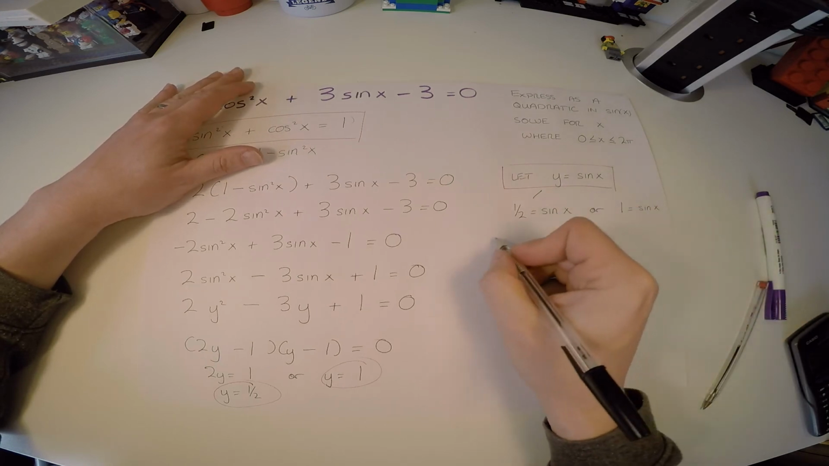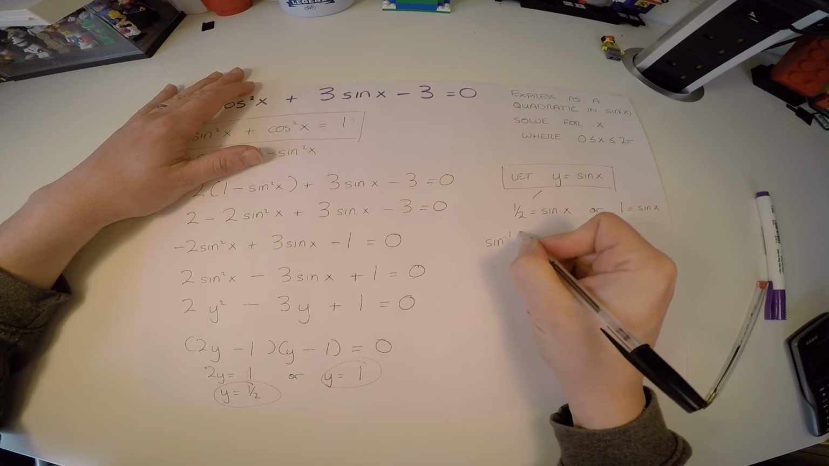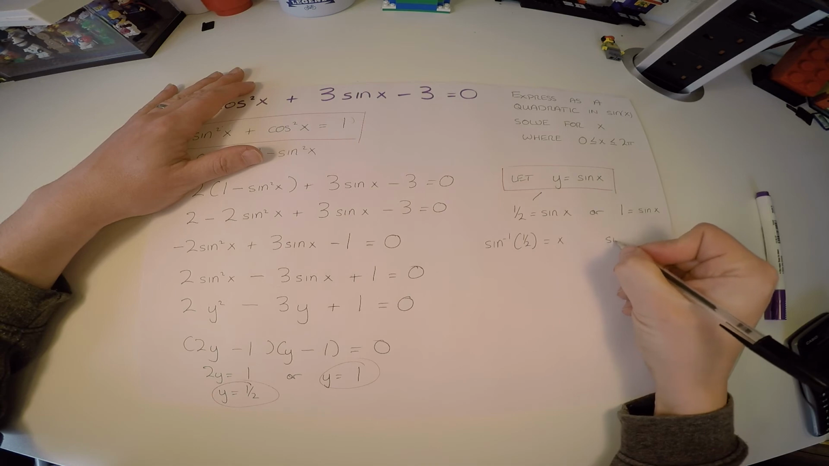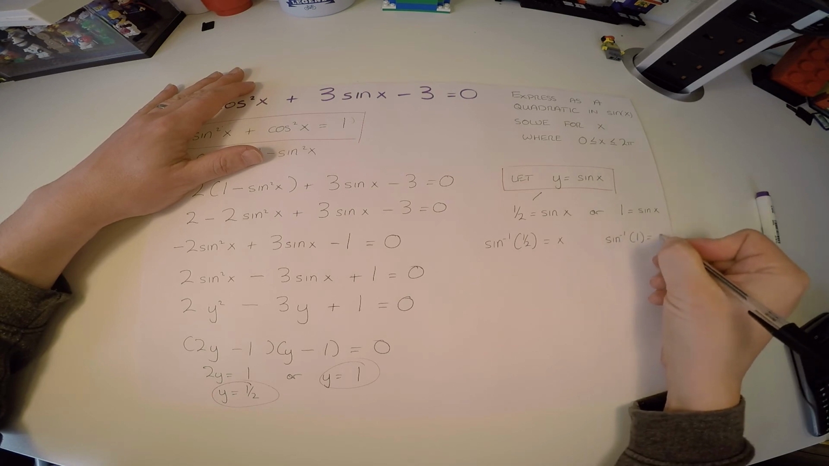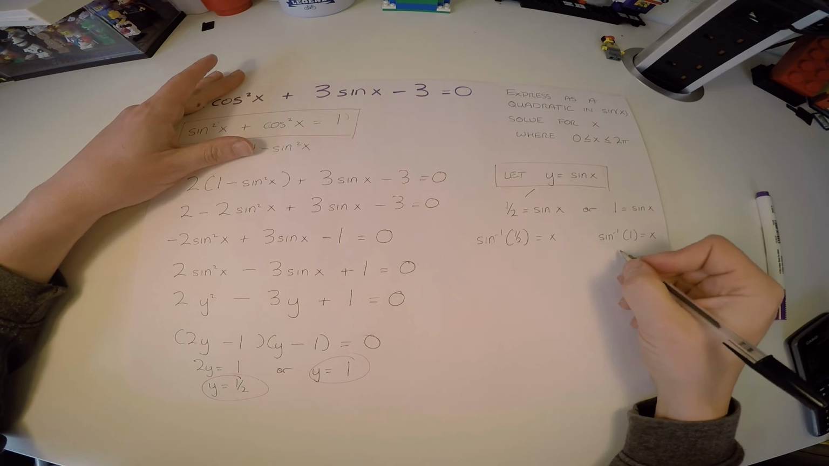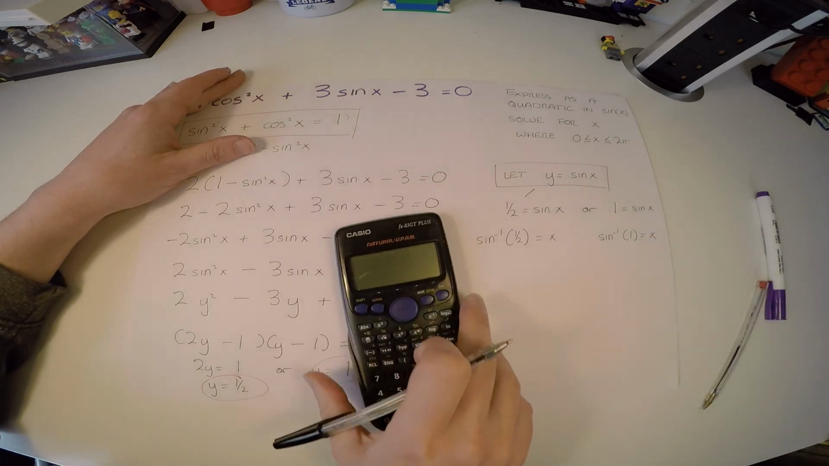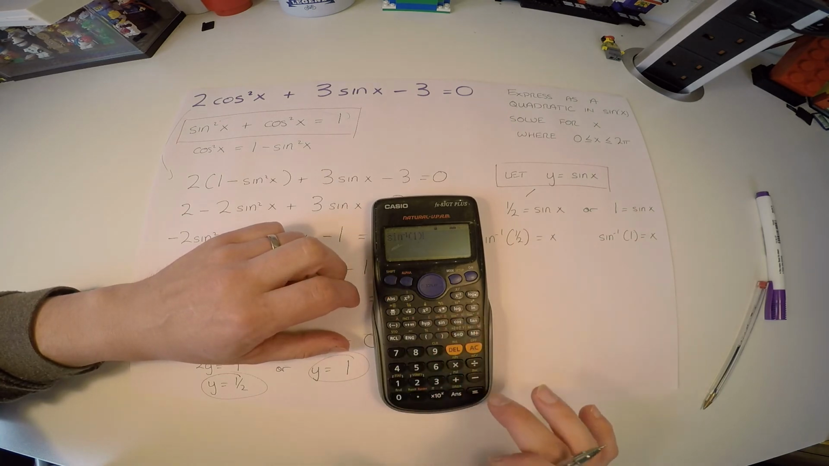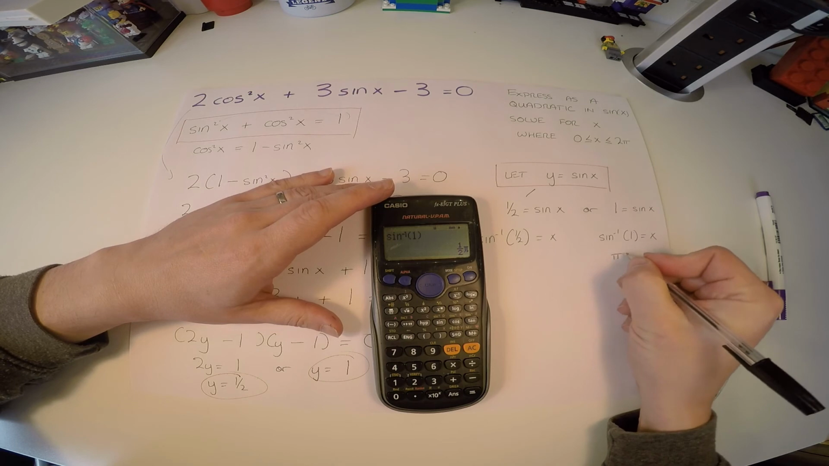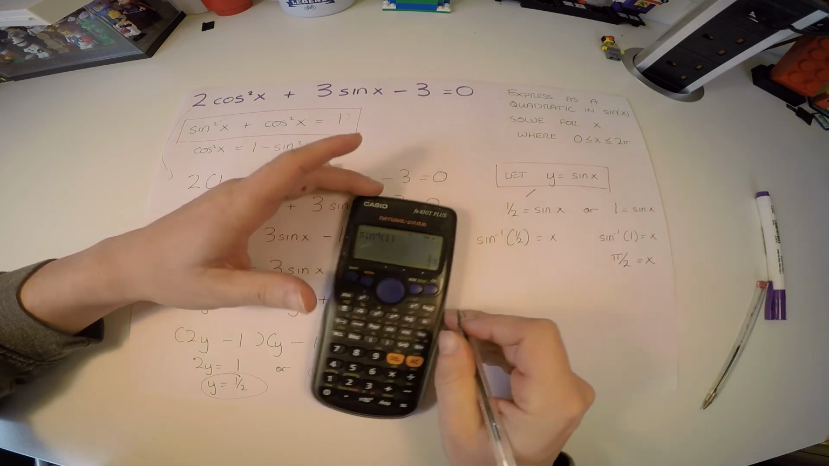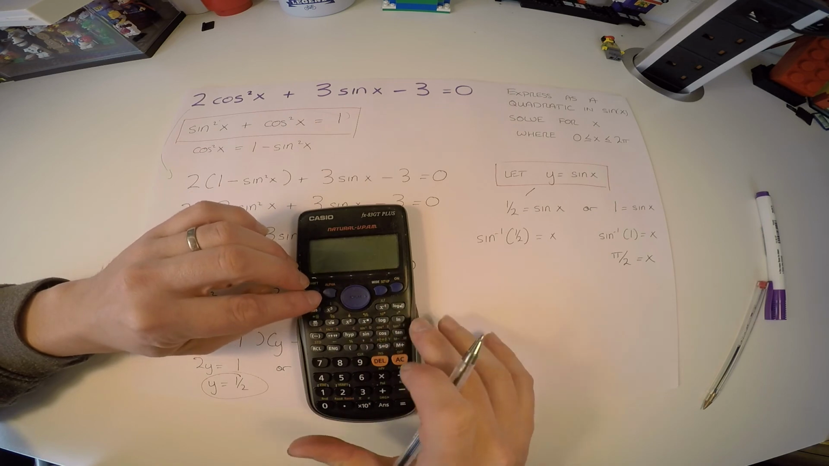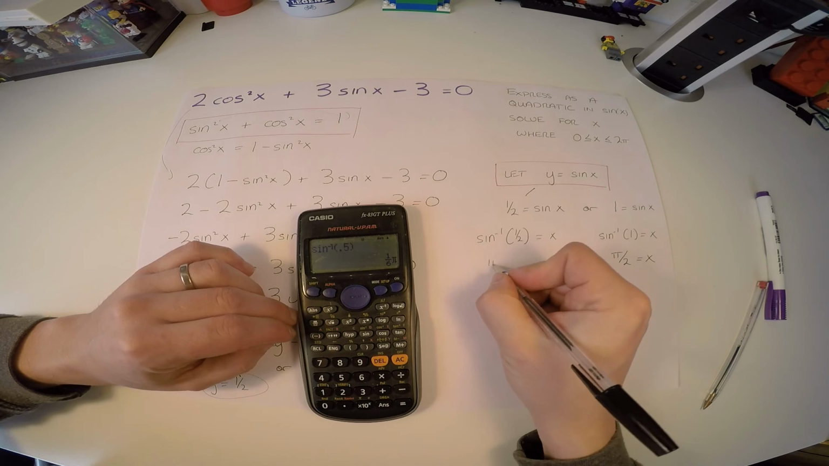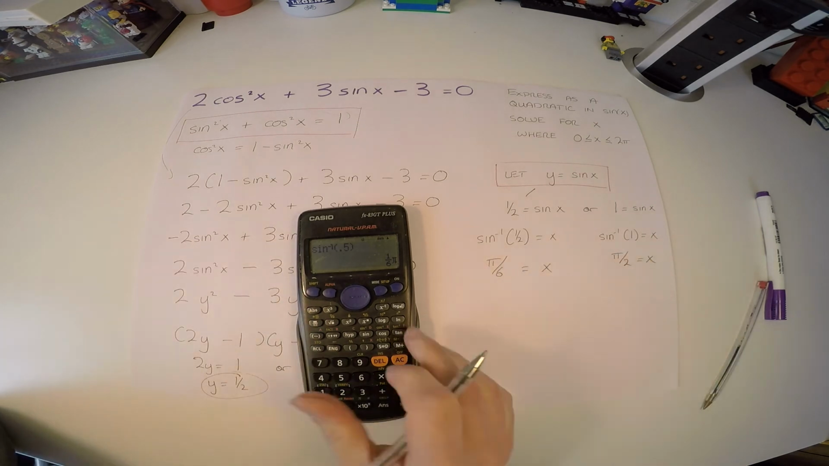So how do I solve for x? Well, now I just get the sine inverse of 1/2 is equal to x, or the sine inverse of 1 is equal to x. And of course we know the sine of 90 is 1, so if you do this in your calculator, I'll just do it for you here. I'm in radians, so shift sine inverse of 1 should be 90 degrees, which is pi over 2. So pi over 2 is equal to x. And what about a half? Shift sine inverse of 0.5 gives me pi over 6. So I have these two values.